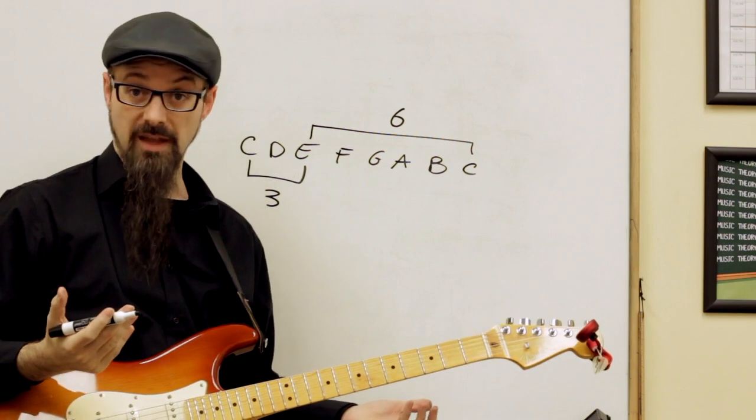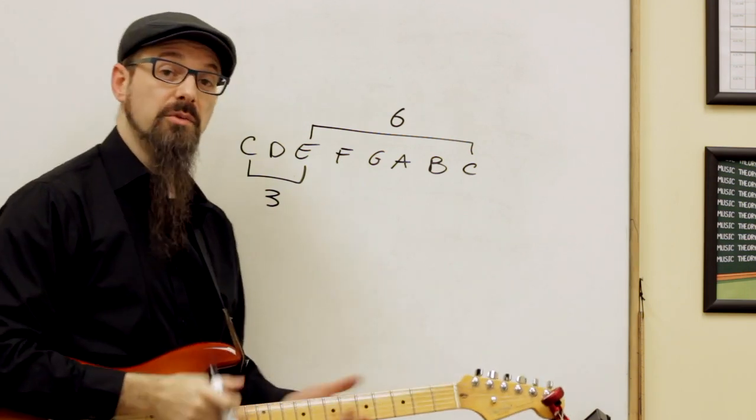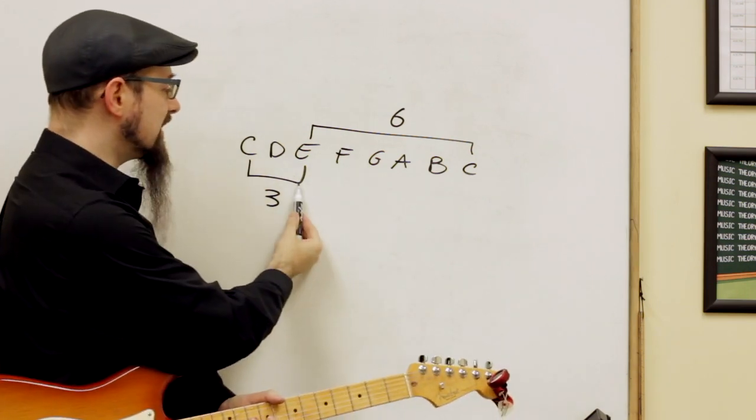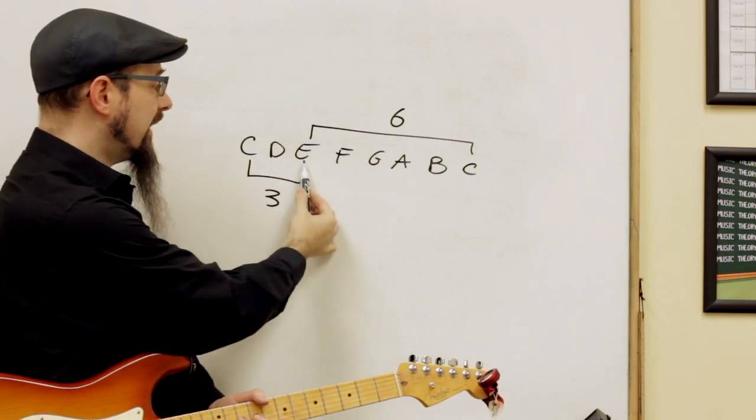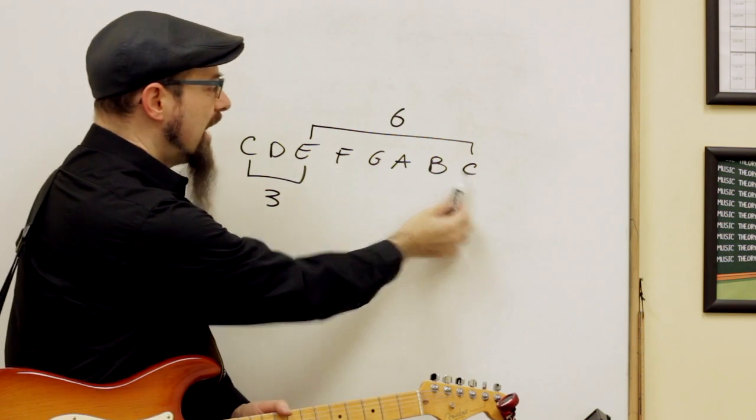That's how we define the numbers of the interval. It's a very inconvenient way, because as you notice, we just counted E twice. We counted E in the third, and we counted E in the sixth. We also counted C twice.